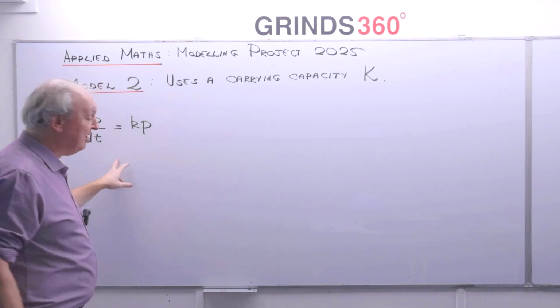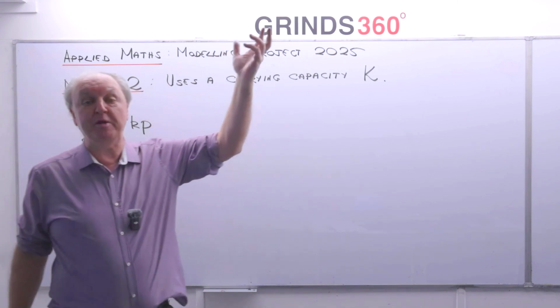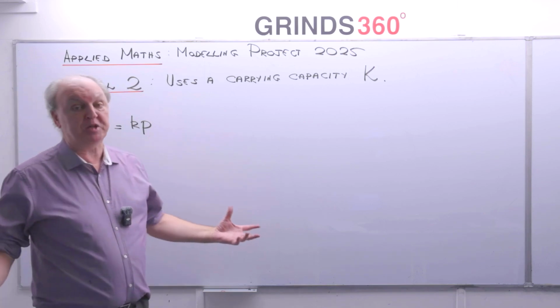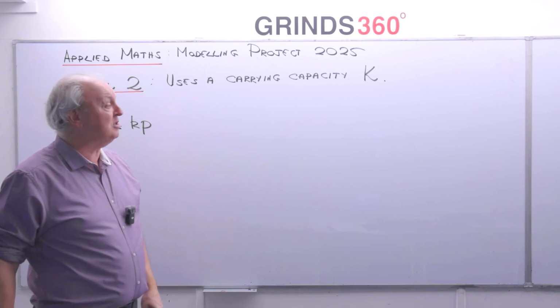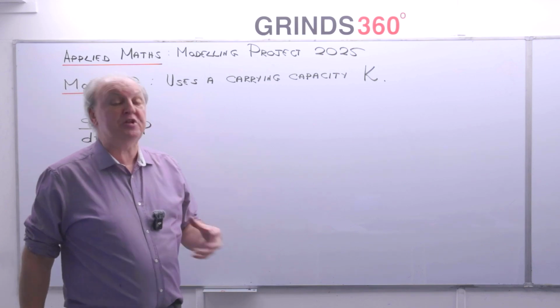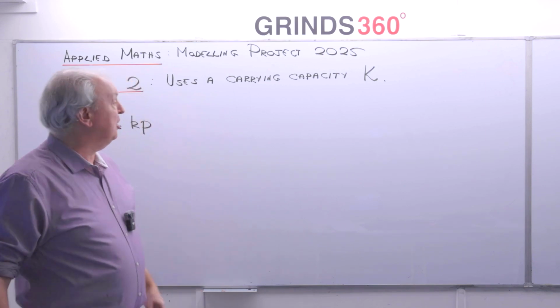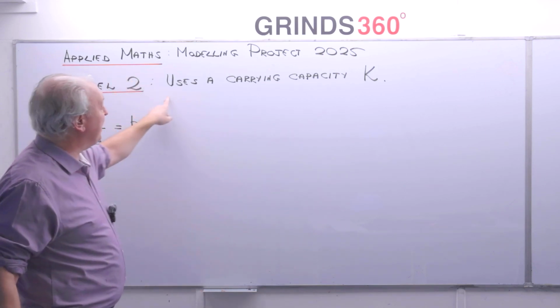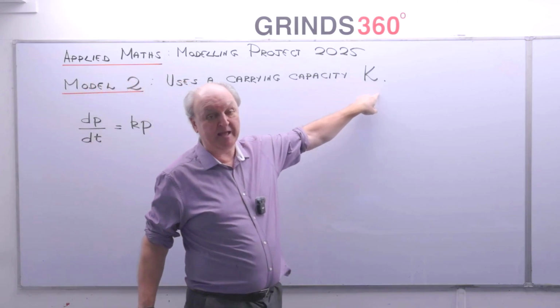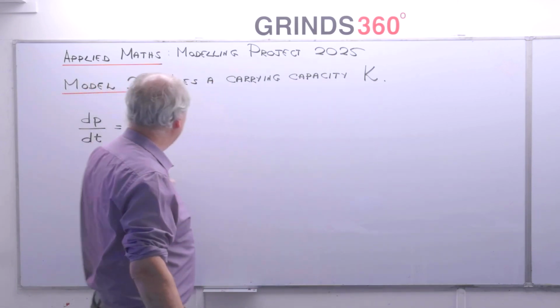Whereas in this model here, the population just went up and up and up, kept on increasing all the time. And that's just not possible. Eventually you get to a point where there isn't enough water, enough food, enough space to sustain a population. So in Model 2, we're now going to use this idea of the carrying capacity called capital K. So don't be mixing up capital K with little k.